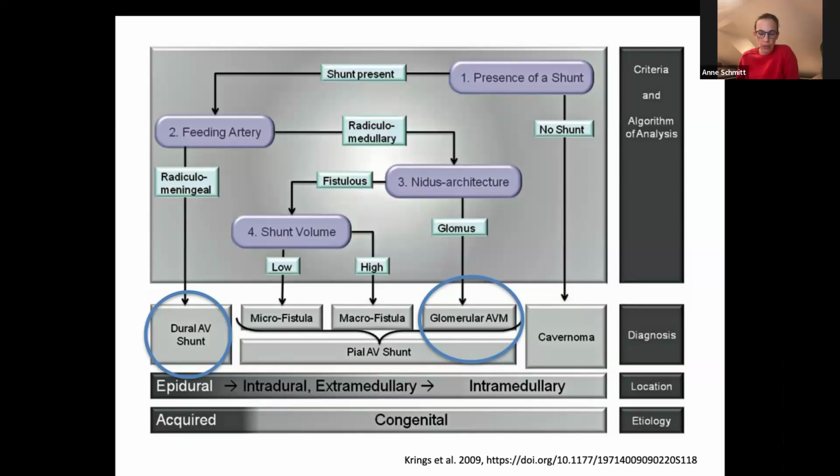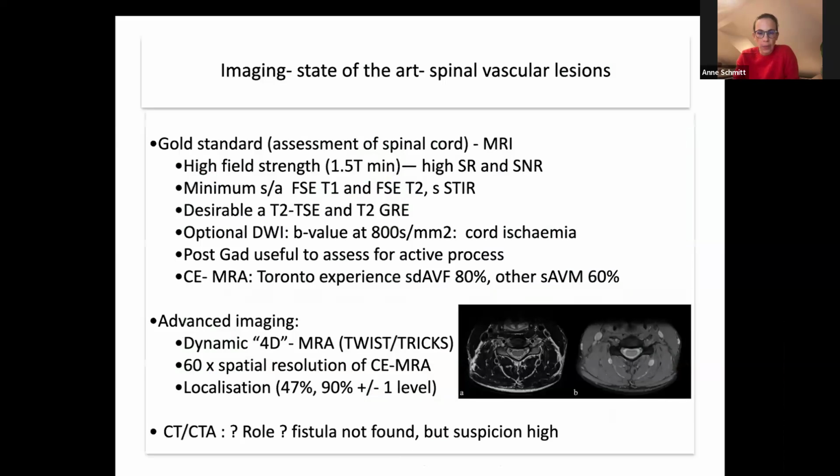One thing that we maybe haven't mentioned is that macrofistulas are usually associated with some sort of genetic pathology. So you might have a RASA1 mutation, or you might have HHT or Klippel-Trenaunay-Weber syndrome.